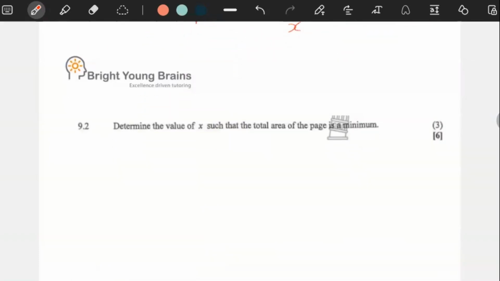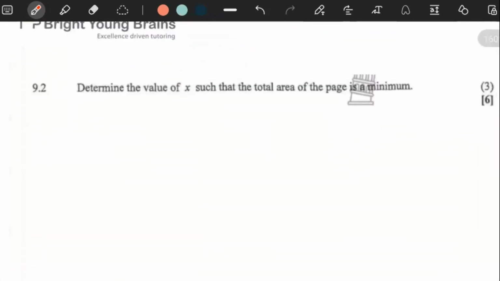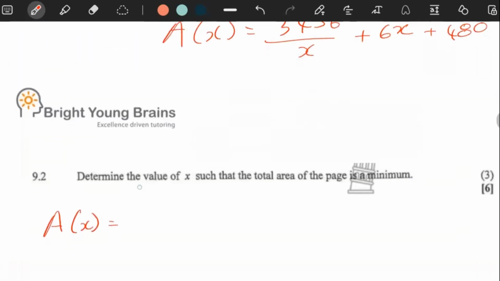Moving on to the next question. Determine the value of x such that the total area of the page is minimum. So we have the area formula here. It's not too bad. So 3456 over x plus 6x plus 480.